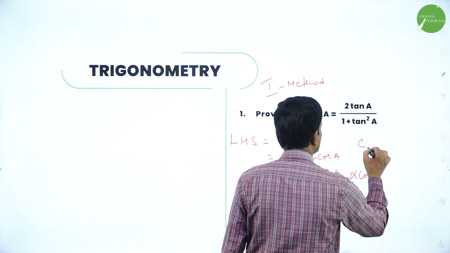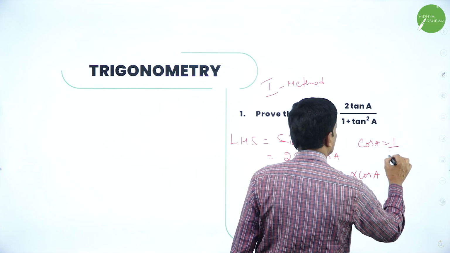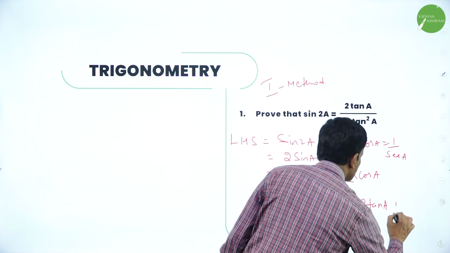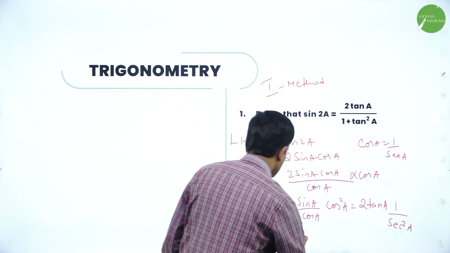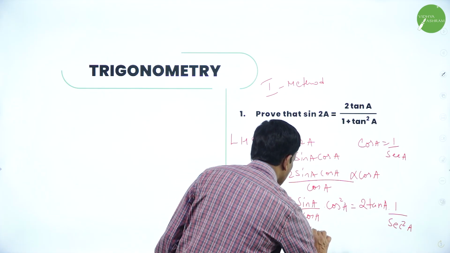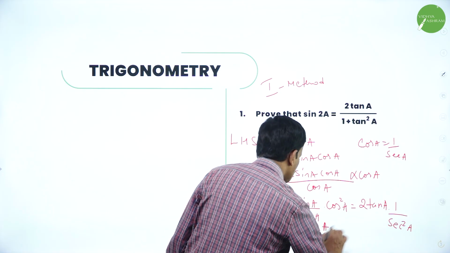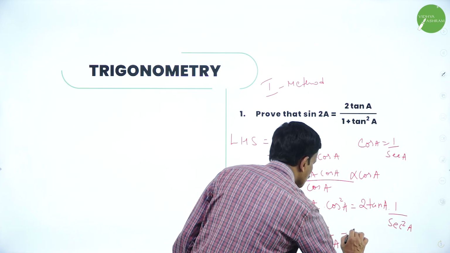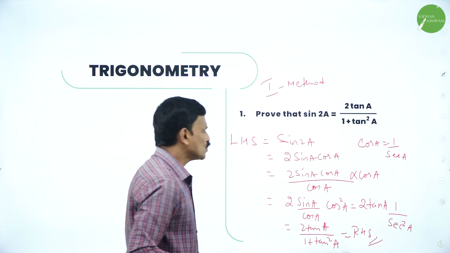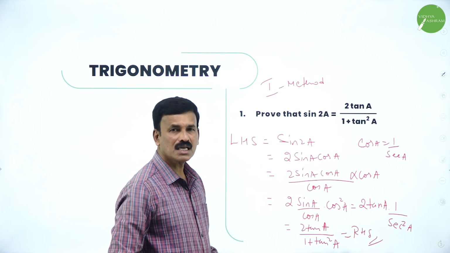And the reciprocal relation: what is the cos a? Cos a is also equal to 1 over secant a. So this is 1 over secant square a, right? So since you know the identities, 2 tan a divided by secant square a is also equal to 1 plus tan square a, which is the required RHS. That's it. So 2 tan a divided by 1 plus tan square a.